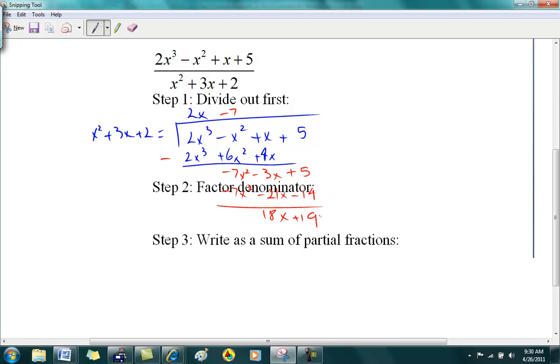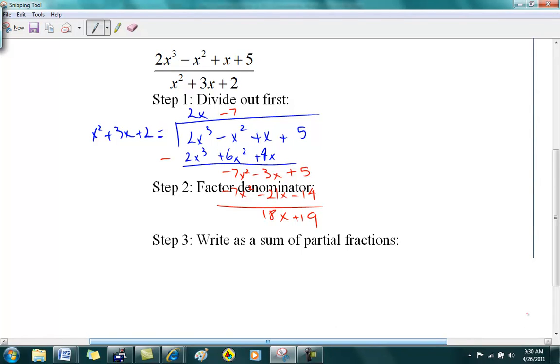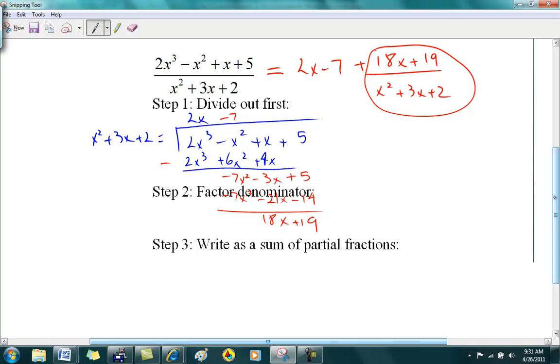Okay, just pause here for a minute, make sure my work's okay. Let's find out with me. So what I'm saying is that this is equal to 2x minus 7 plus 18x plus 19 all over x squared plus 3x plus 2. So it is this guy that we need to find a partial fraction for. Okay, it's that guy we need to find a partial fraction for.